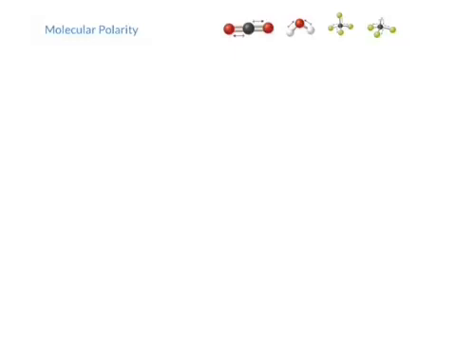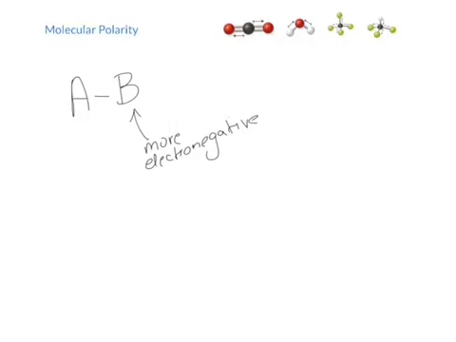So in this video, I want to give an introduction to molecular polarity. We've already talked about polarity in a bond, right? So if we have A bound to B, and let's just call B the more electronegative atom. Now remember what we said about bond polarity, that the more negative side of the electron density will be pulled towards the more electronegative atom, right? So we can write our polar arrows like this, okay?